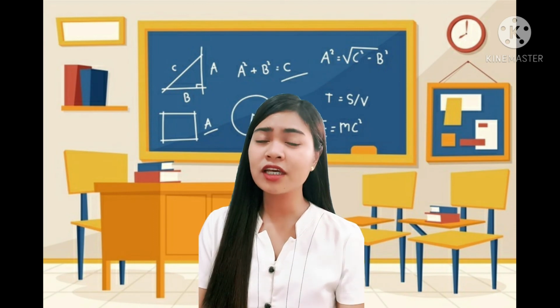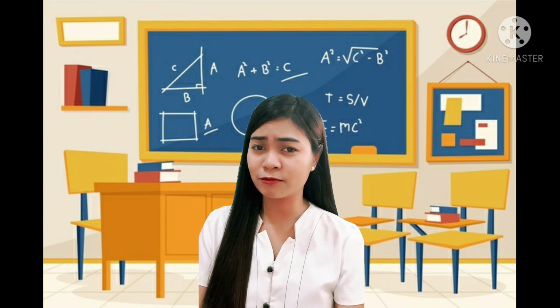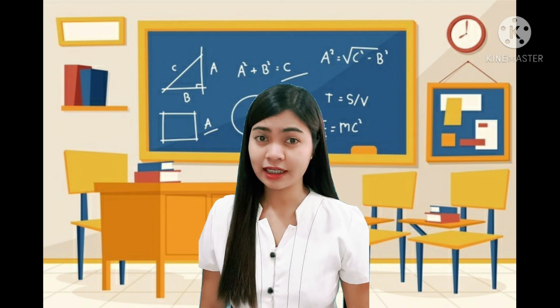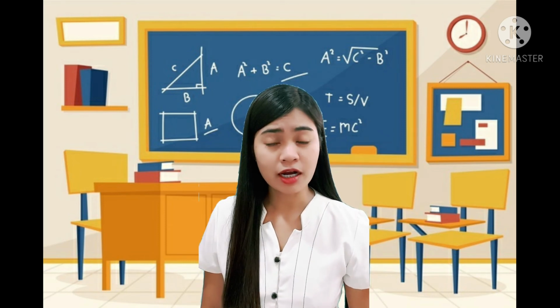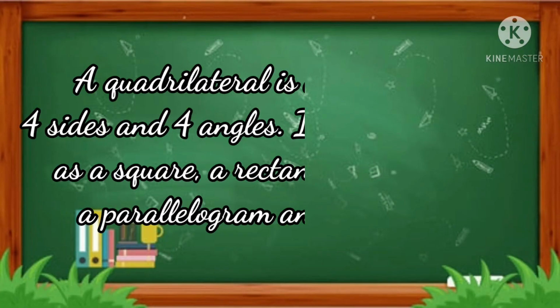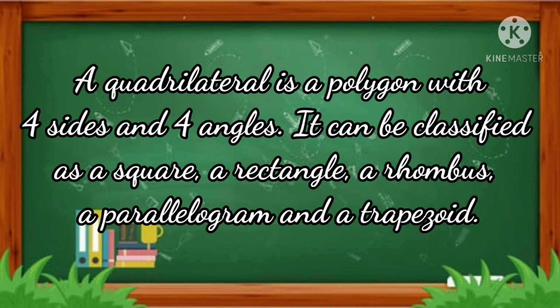Alright, I think you understand clearly our lesson for today. So again, what is quadrilateral? And what are its classification? A quadrilateral is a polygon with 4 sides and 4 angles. It can be classified as a square, a rectangle, a rhombus, a parallelogram, and a trapezoid.